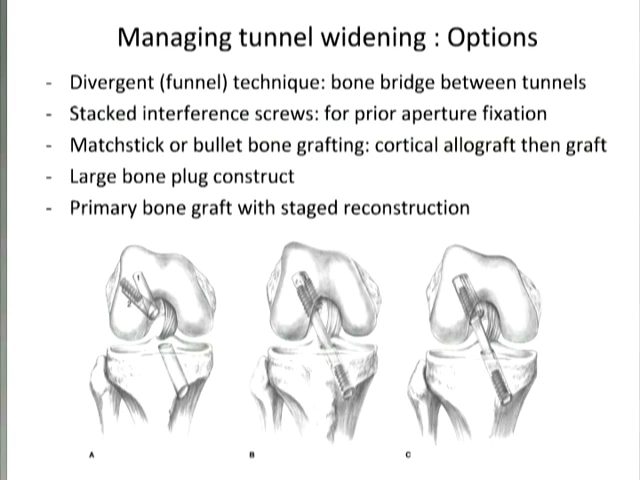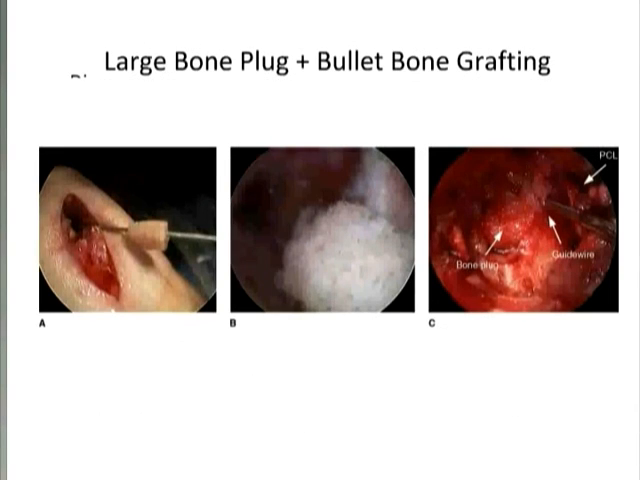Or if that fails, you can do primary bone grafting and then a staged reconstruction. So you do bone grafting first, then come back 3 months later, and then do your second stage. These are just a few photos. There's your bone plug that you're using, and then your bone plug. Primary bone grafting and staged reconstructions are indicated when there's over 100% tunnel widening or 15 to 20 millimeters in any dimension on imaging, or an isometric anatomical graft isn't possible.